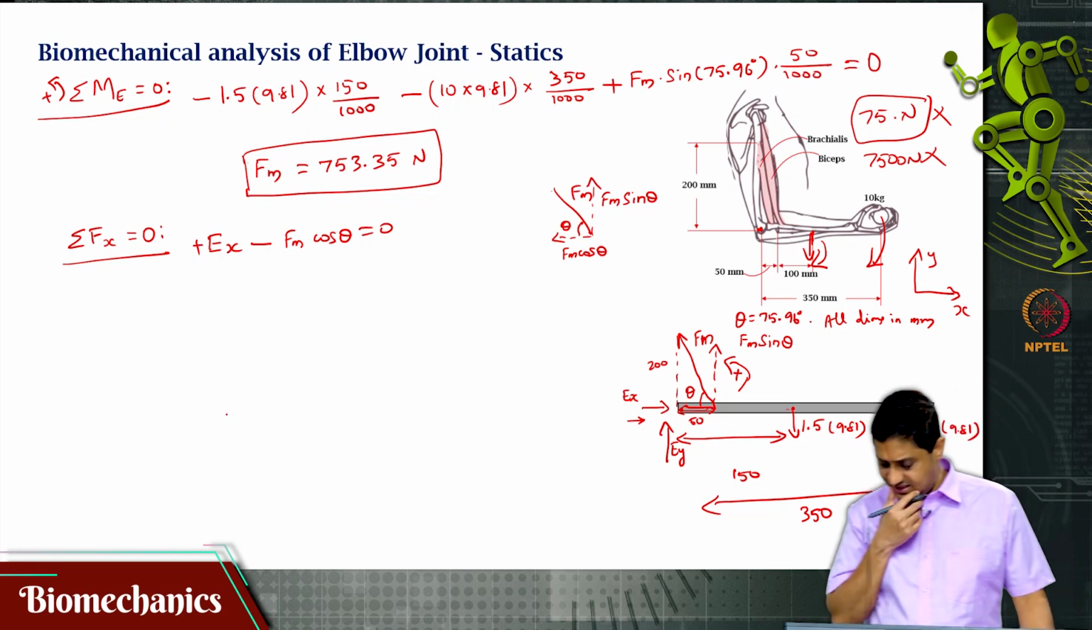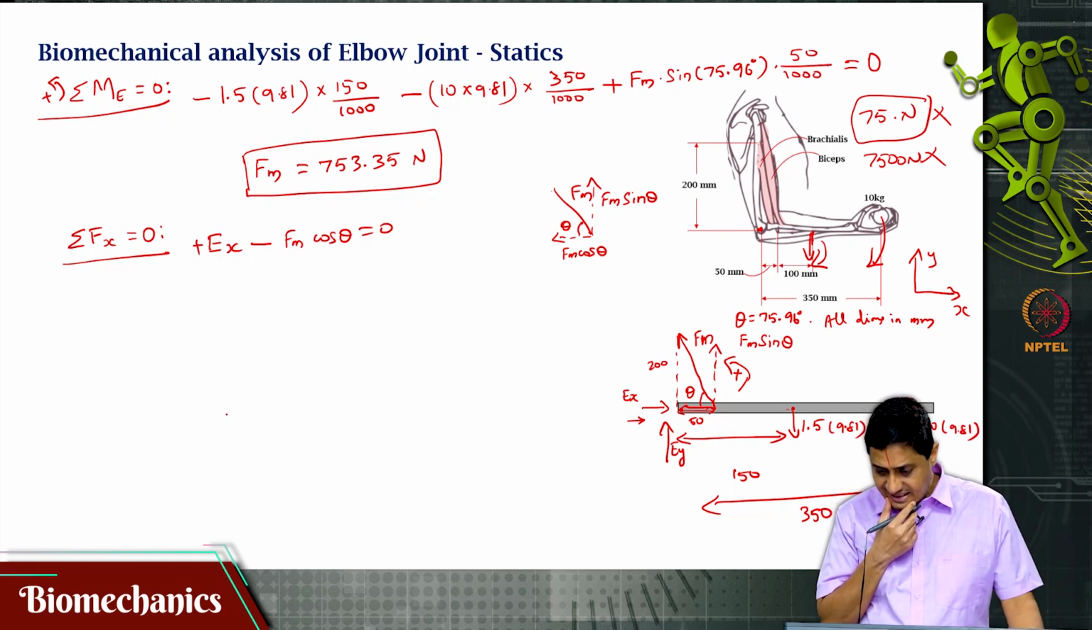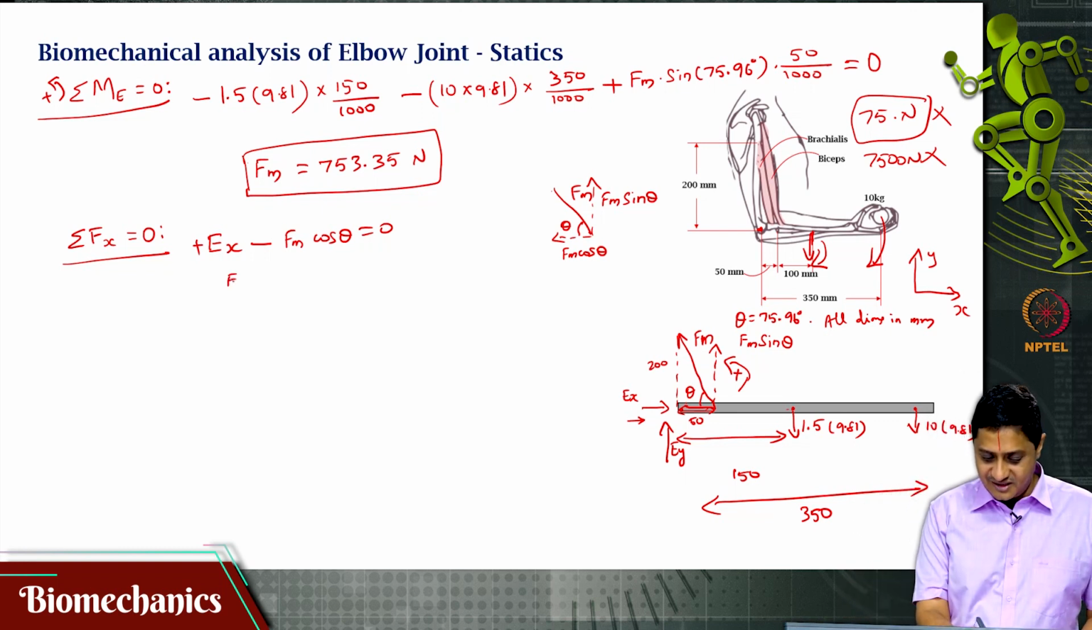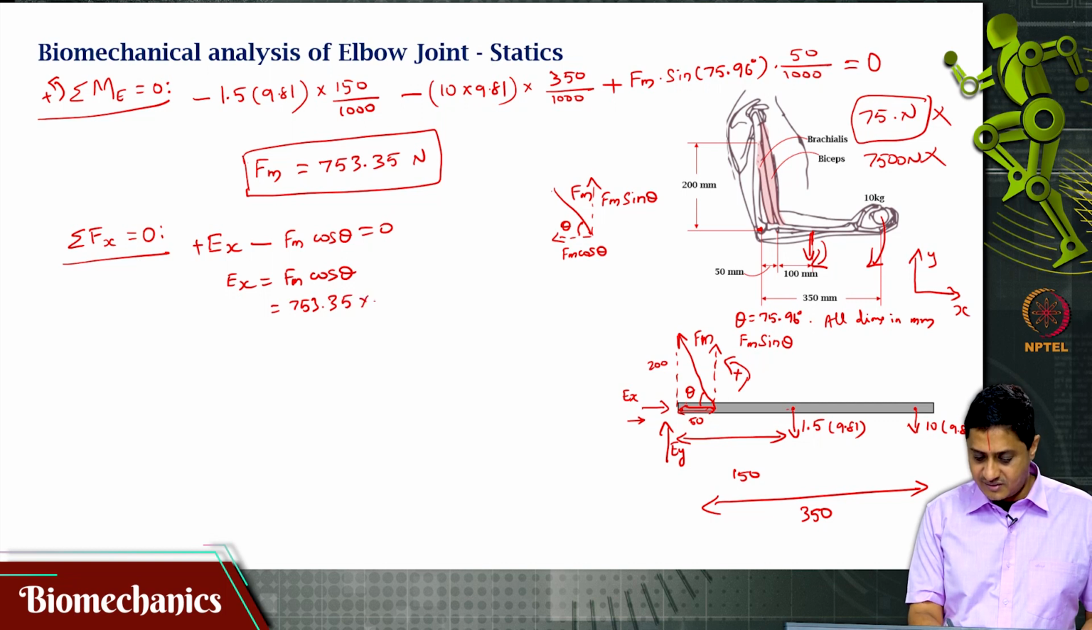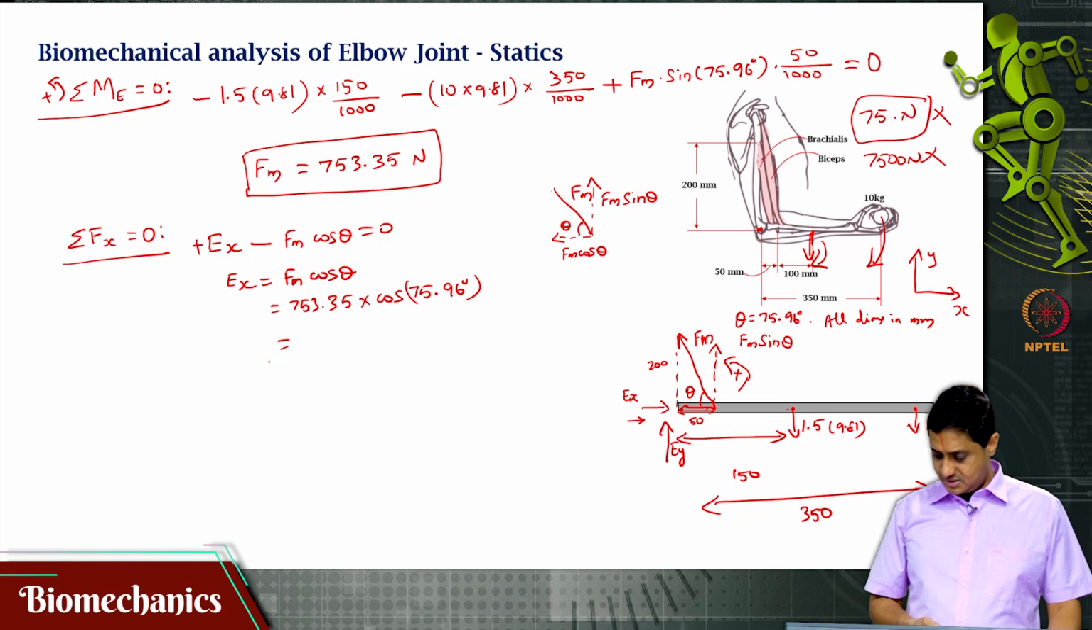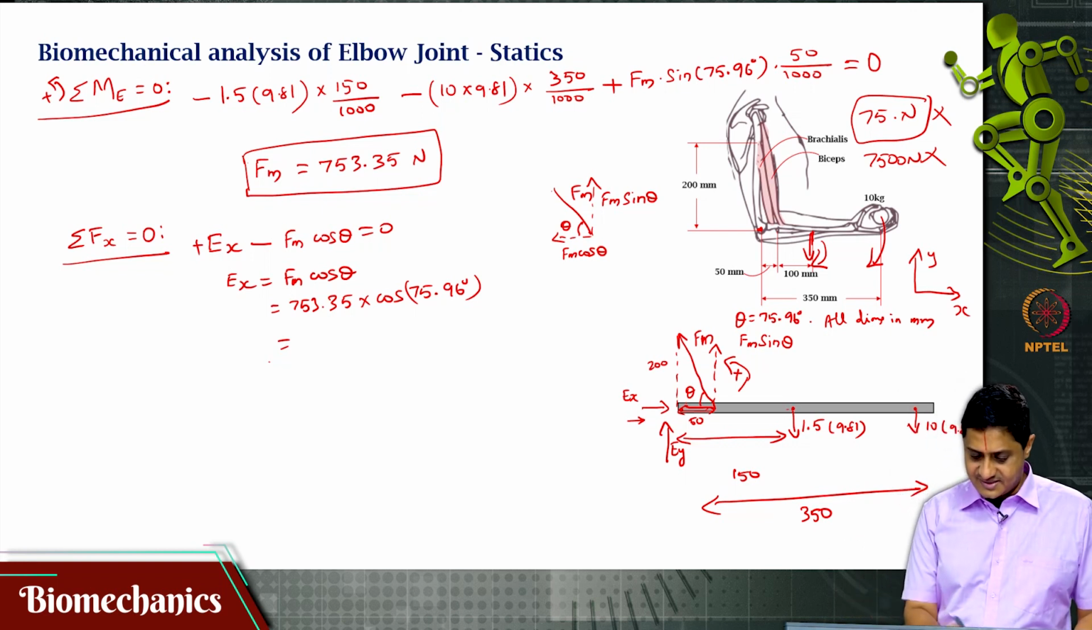Any other force in the x direction? Have I missed anything else? In the x direction there is no other force. So, that is it. So, I can straight away write Ex as Fm cos theta. Fm is 753.35, cos theta is 75.96 degrees. The whole thing, if I compute, I will get the answer as about 182.76 Newton.